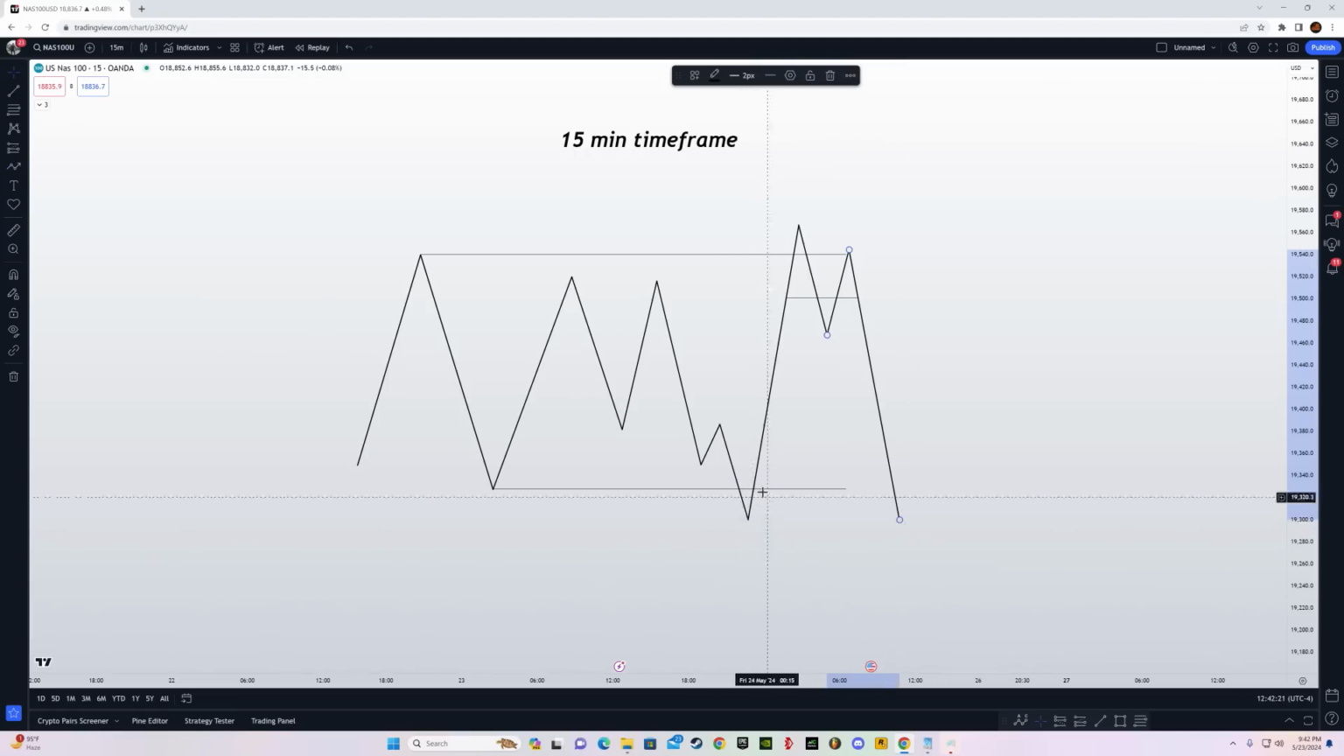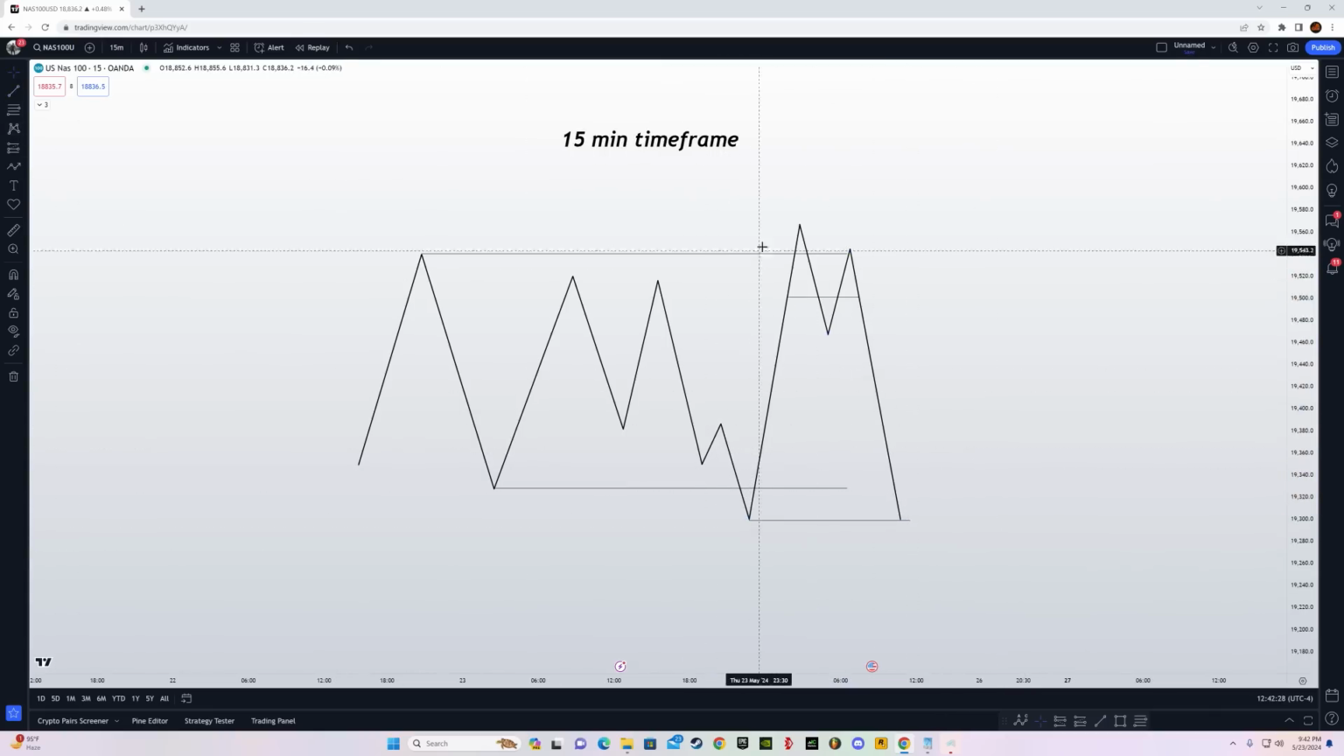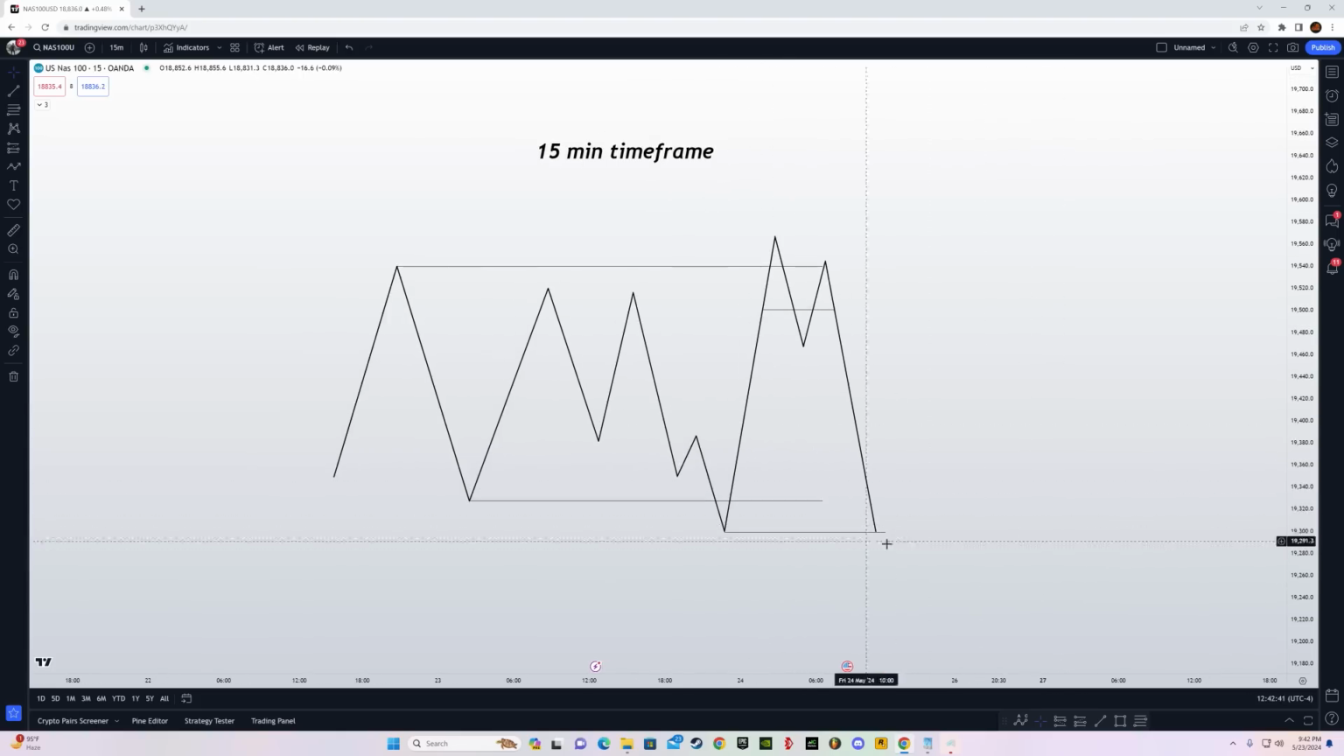This low. So we had the purge of the Asian low, and afterwards, we had price take out the Asian high as well. Now we have a purge of the low and a purge of the high. But since the Asian low was purged first, this is going to be the original direction of the entire day.